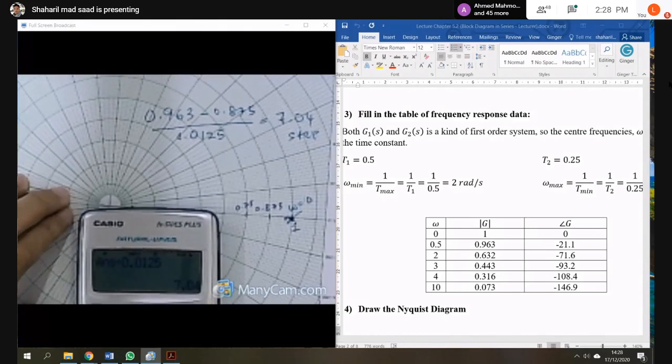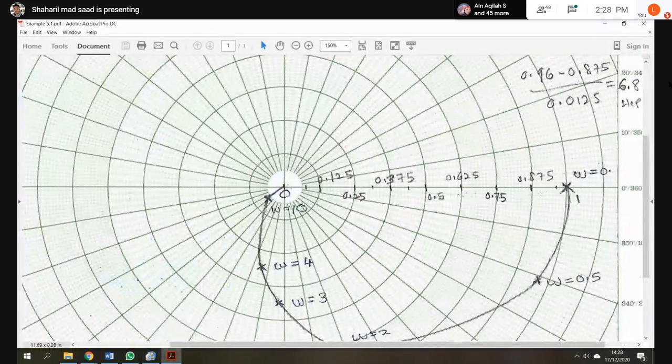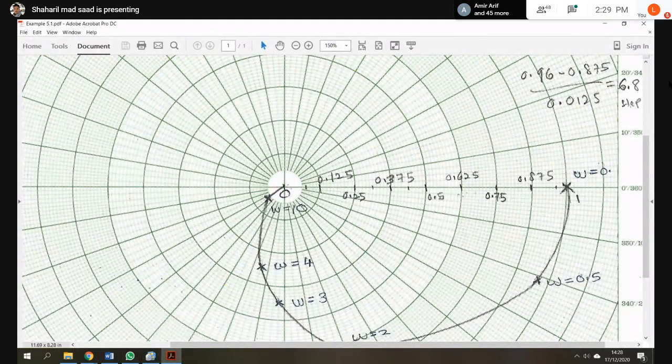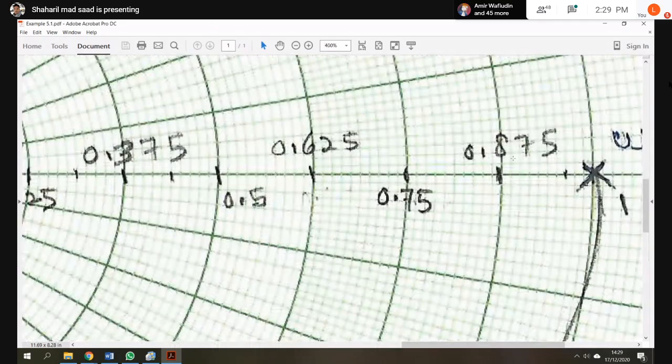Okay, so maybe I can show you this one. What I got is 6.8. Okay, so this one is like a 7 step. So what you can do is 0.75, 1, 2, 3, 4, 5, 6, 7. Right? This value is 0.96.